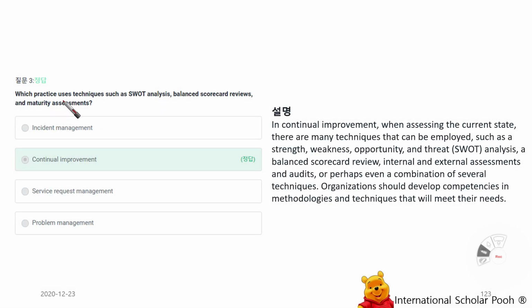Which practice uses techniques such as SWOT analysis, balanced scorecard reviews, and maturity assessments? Continual improvement. In continual improvement, when assessing the current state, there are many techniques that can be employed, such as strengths, weaknesses, opportunities, and threats (SWOT) analysis, a balanced scorecard review, internal and external assessments and audits, or perhaps even a combination of several techniques. Organizations should develop competencies in methodologies and techniques that will meet their needs.